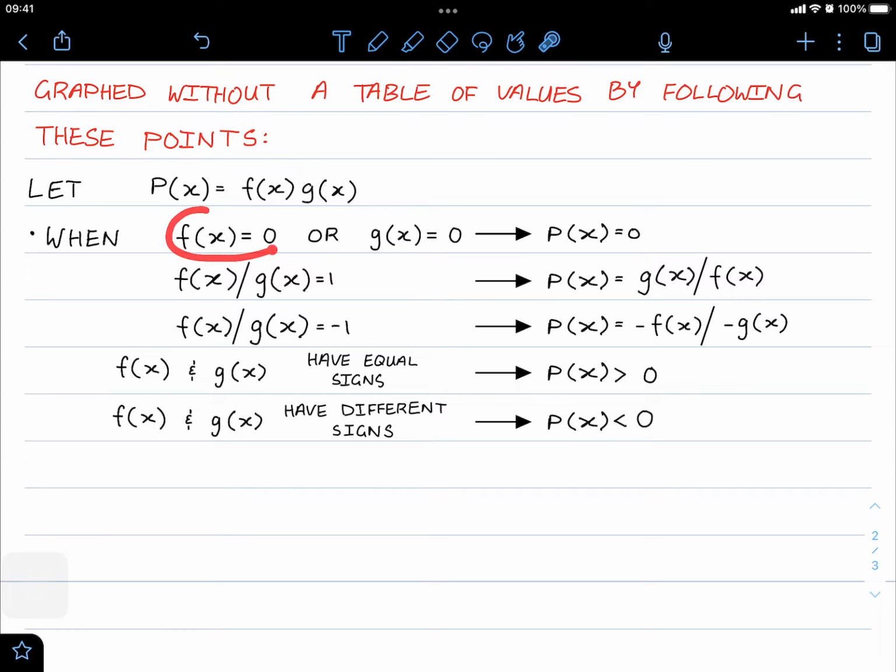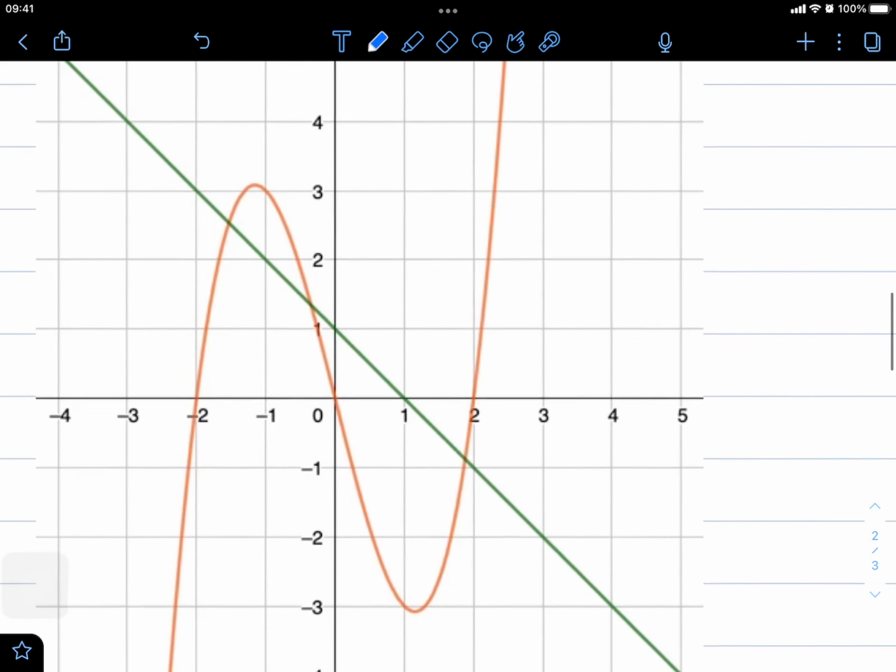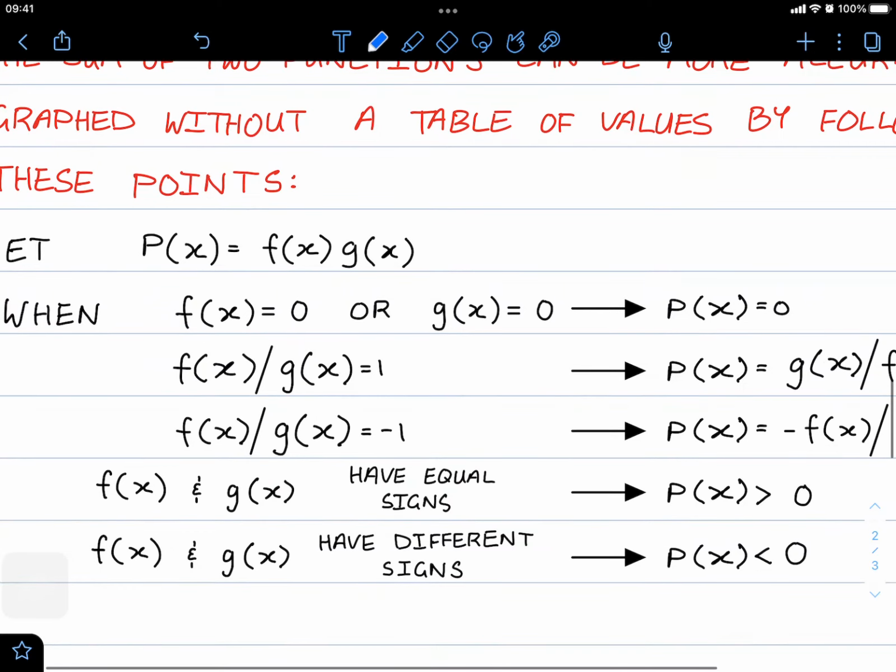So when f of x is 0 or g of x is 0, its product must also be 0. Because 0 times anything, well, that will be 0. Likewise, anything times 0 is also going to be 0. So the easiest things to find for the product of two functions is the zeros, or the x-intercepts. We can quickly find those. X-intercept here, here, here, and here. So we're finished the first point.